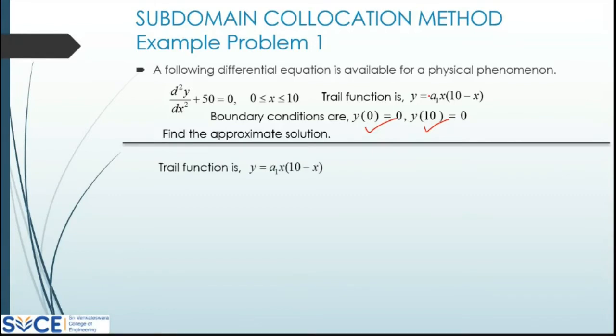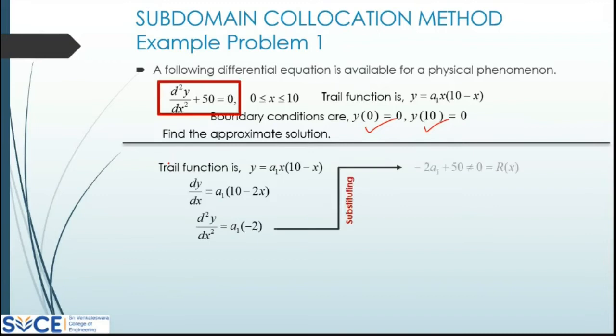So I will take the trial function and substitute this trial function in this equation, which means I have to differentiate this twice. Same procedure: dy by dx, then d square y by dx square. So I'll get minus 2a1. Substituting in this, you will get this. This is your r of x. Up to this is same.